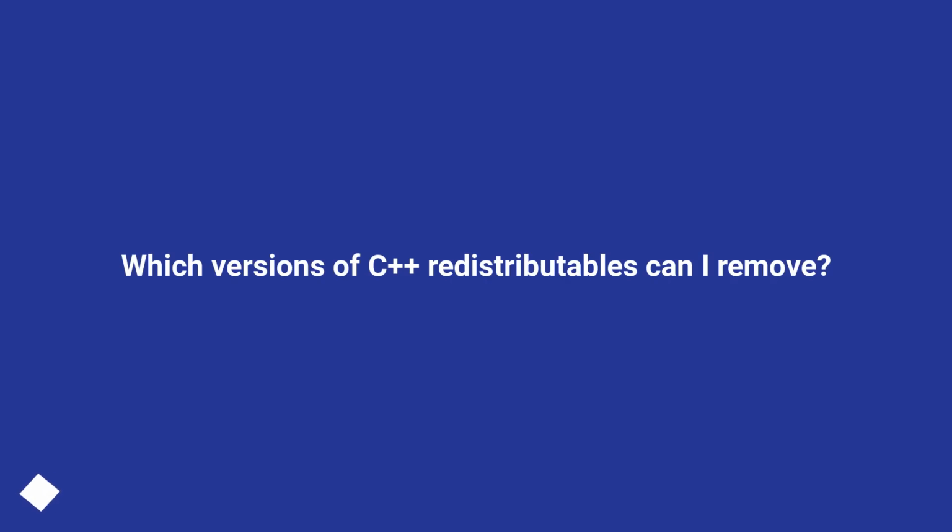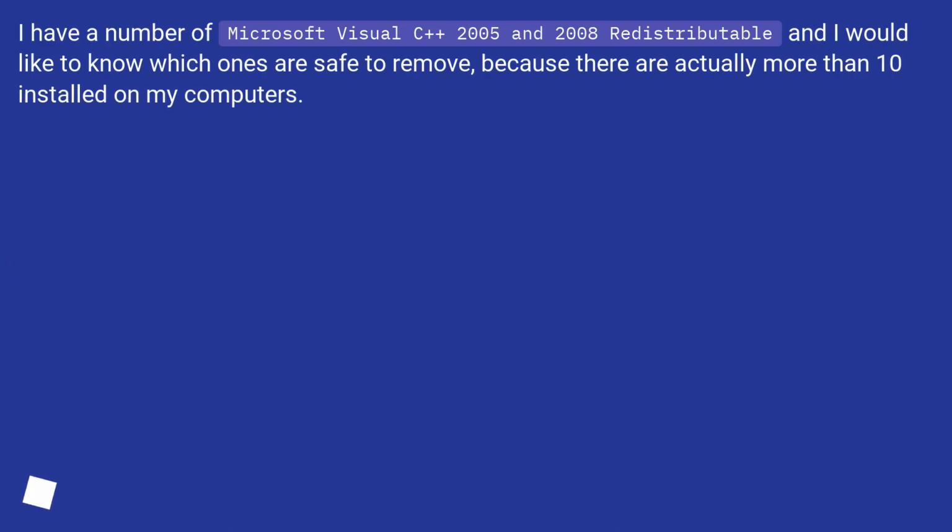Which versions of C++ redistributables can I remove? I have a number of Microsoft Visual C++ 2005 and 2008 redistributables, and I would like to know which ones are safe to remove, because there are actually more than 10 installed on my computer.